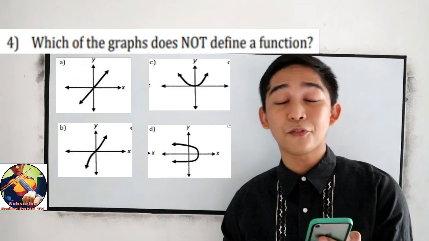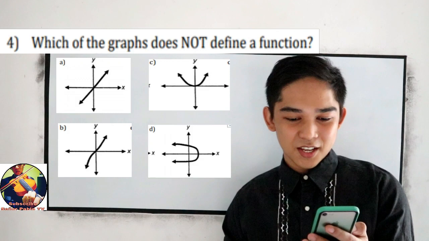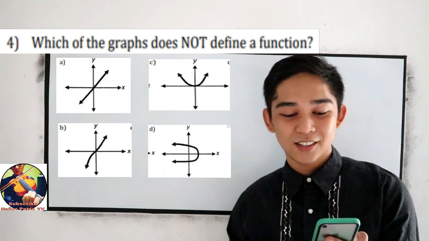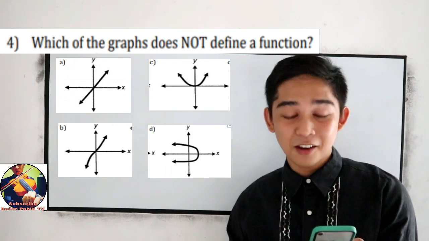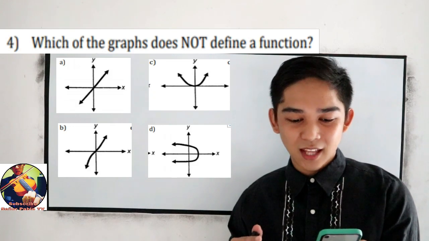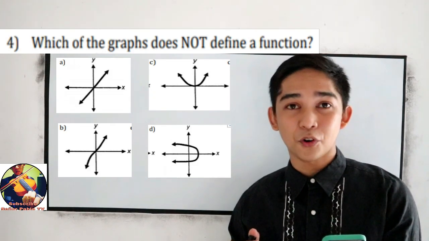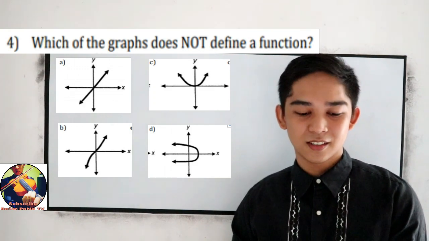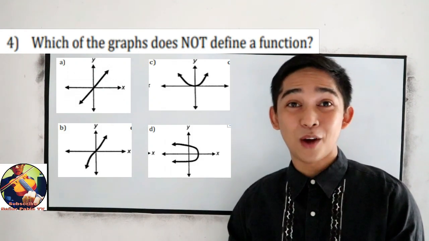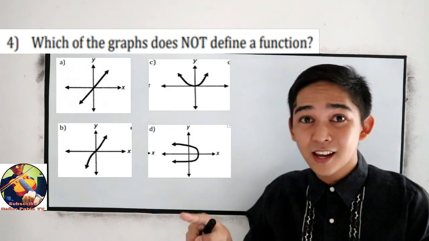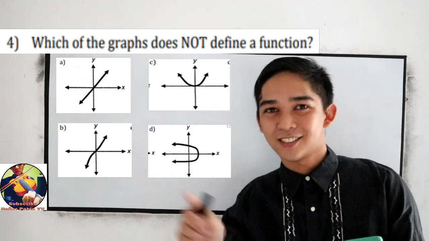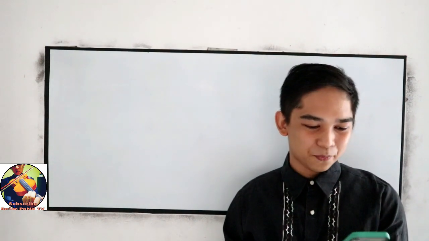Next, number 4. Which of the following graphs does not define a function? We're going to use the vertical line test because this is a graph. And notice that the only graph in number 4 that does not define a function is letter D. Why? Because if we use the vertical line test, it touches the graph twice. Okay? Next, number 5.